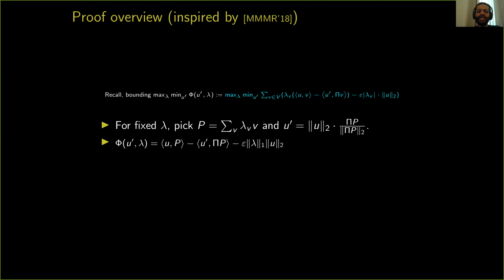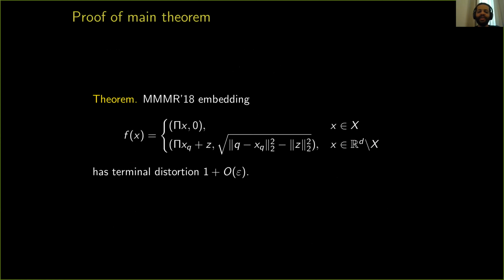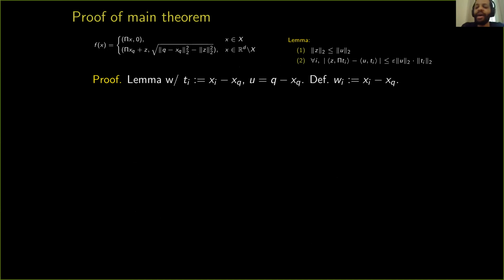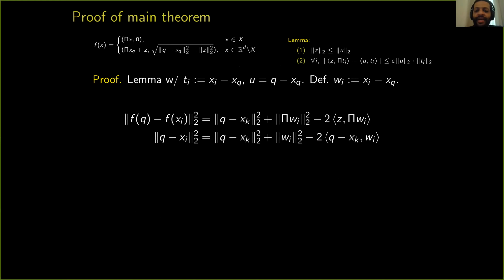So now how can I use this lemma to prove the final theorem? Okay. So we're going to take the t_i's to be x_i minus x_q, where x_q is the nearest neighbor to q in the database, and u is going to be q minus x_q. And now I want to argue that the distance between f of q and f of x is preserved, where x is some x_i in the original database.